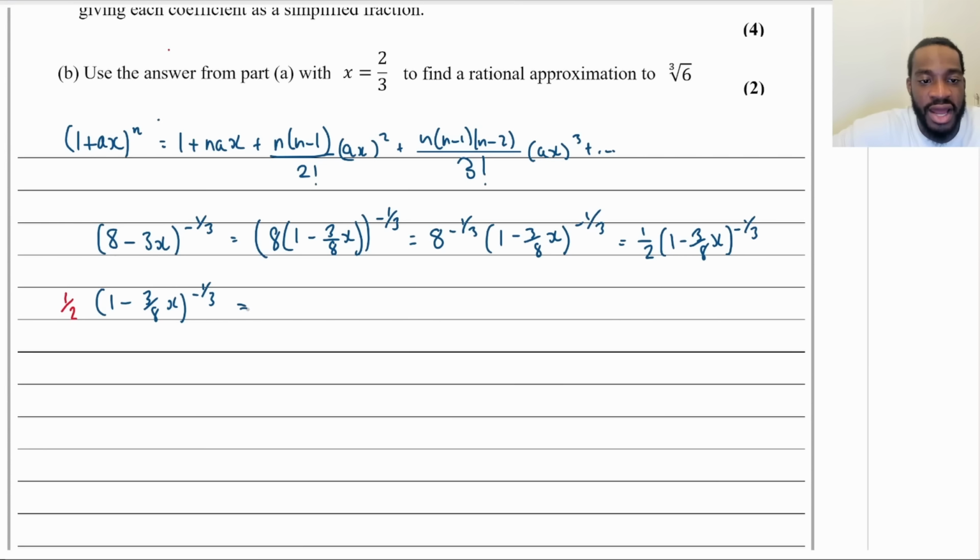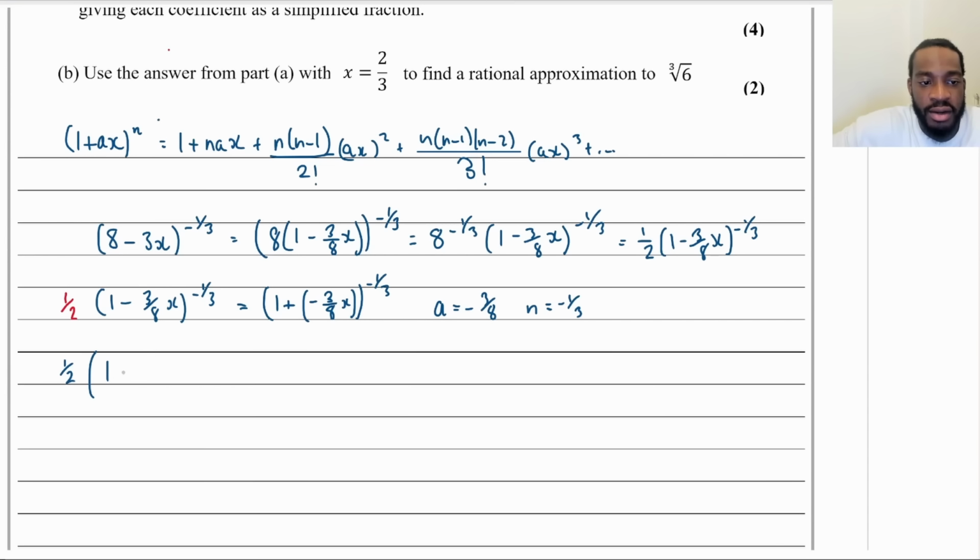So from here, what I like to do is this. You don't have to do this, but I write it as 1 plus, and then I put that minus inside, like that, and then to the minus a third. So that tells me that, for example, our a in ax is minus 3 over 8, and n is minus a third. So we're just going to literally use the formulas here and see what we get. So that will be, I'll put 1/2 on the outside so I don't forget.